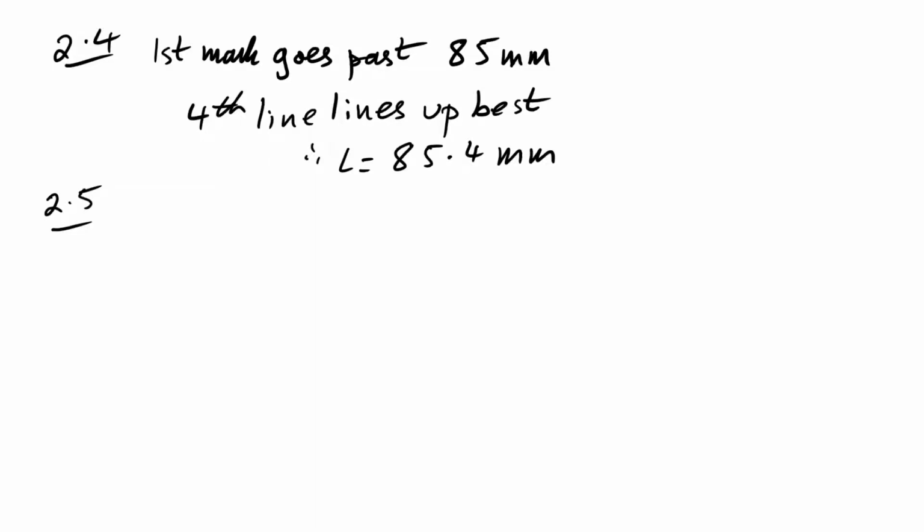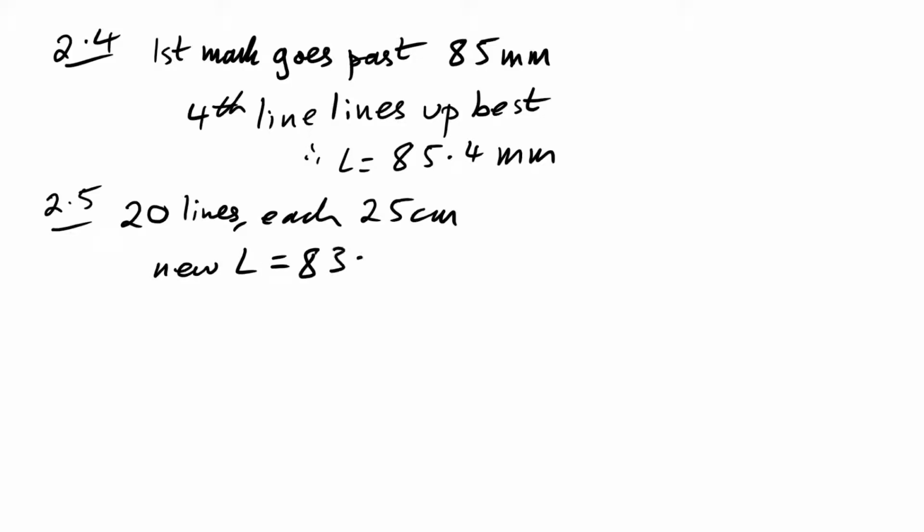Okay, a bit of a weird one next. We're told that we are drawing 20 lines and each is 25 centimeters long. And then we're first being asked to find the new length, and I think that's 83.9 millimeters. Okay, so we're going to be looking at, no doubt, the difference in length. Let's do that real quick. Difference in length is just going to be 85.4, take away 83.9, so that gives us 1.5 millimeters.